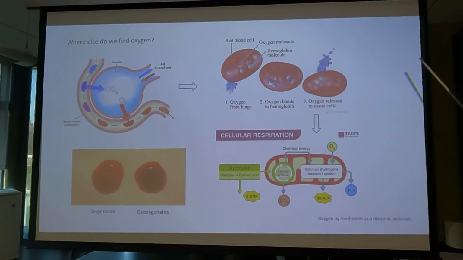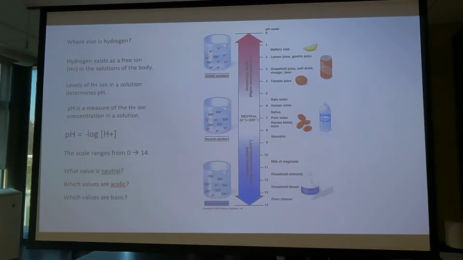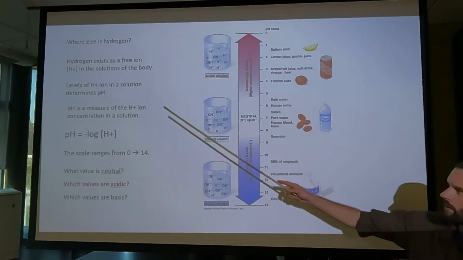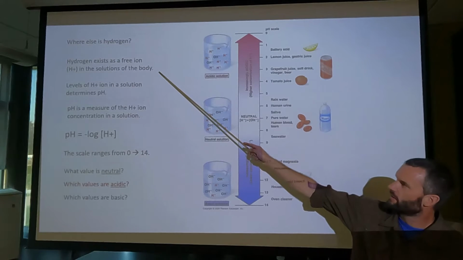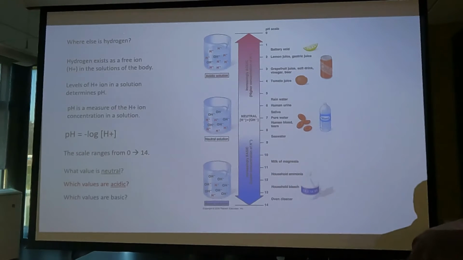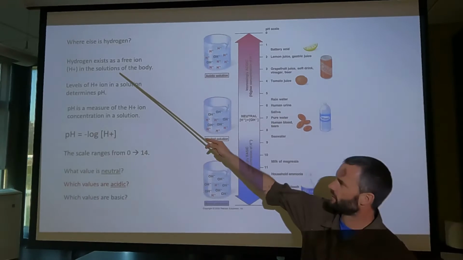All right, so that's where we find oxygen. We find it bound to water, we find it in red blood cells, and it's also within the cells of the body as well. Where do we find hydrogen? We find hydrogen as part of water. Hydrogen also exists as a free ion in the solutions of the body. So if you were to take the chemical composition of the fluids of the body, you would see free hydrogen ions in there.